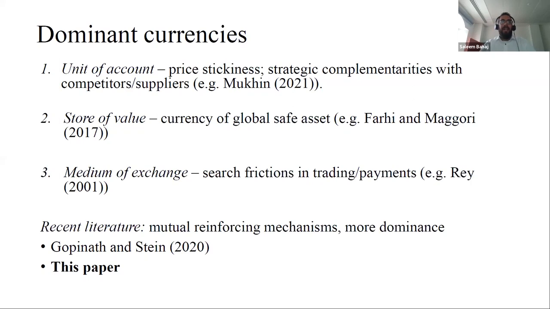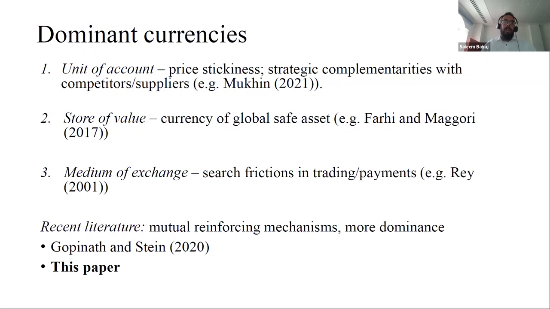And actually, I think those theories, and this is a point that Rosen also makes in his paper, align with the basic role of what a currency is, right? So you have the unit of account idea that Daisuke talked about in the first presentation today, where you have price stickiness, and that can generate strategic complementarities with either competitors or suppliers, and that can mean that trading firms have an incentive to coordinate on a particular currency. You can take a view about a store of value, where a particular currency is best placed to be a global safe asset, or a view based around the medium of exchange, that if you have search frictions in payments or in transactions, it makes sense for people to coordinate on a particular currency to make those payments, right? To limit those search frictions.